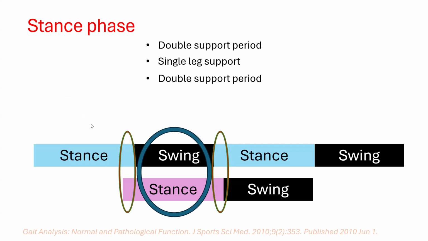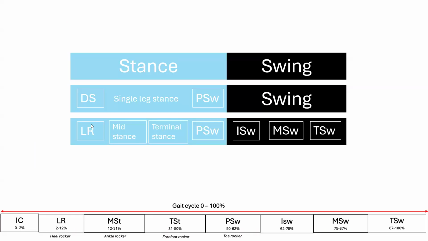In order for us to understand, when both lower limbs are in contact, that coincides with the double support period. In this double support period, there is a moment when the contralateral limb goes into swing, which is called the single support period. And again, there is a terminal double support period. So the stance phase is again divided into mid stance and terminal stance.